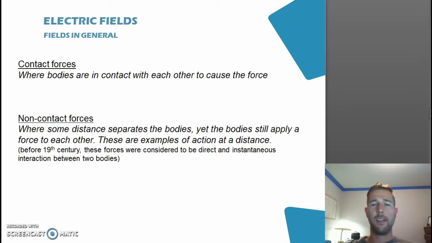Non-contact forces is where there's a separation between the bodies, yet a force still exists between the two bodies. This is an example of action at a distance. Back in the day before the 19th century, these forces were considered to be direct and instantaneous between the two bodies. However, this has been further developed.